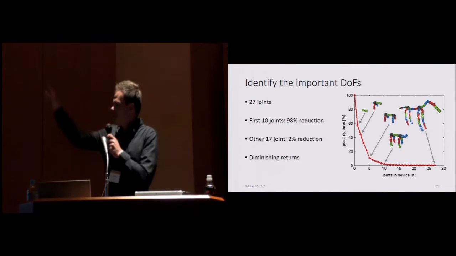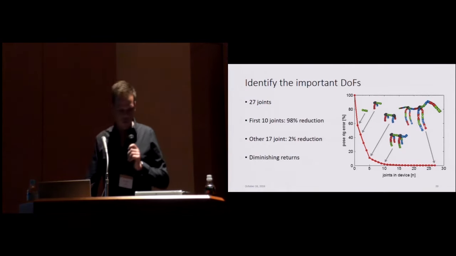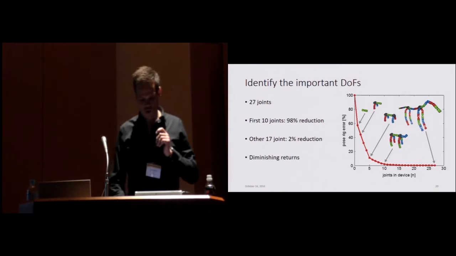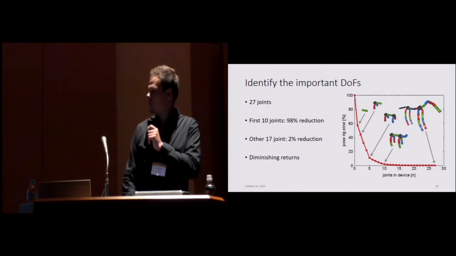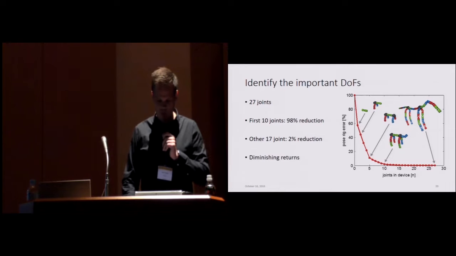So the point is really that this is the error in pose that you get as you add more joints, and at some point here, with 10 joints, there's a sweet spot where you don't actually get any more gains by adding more.